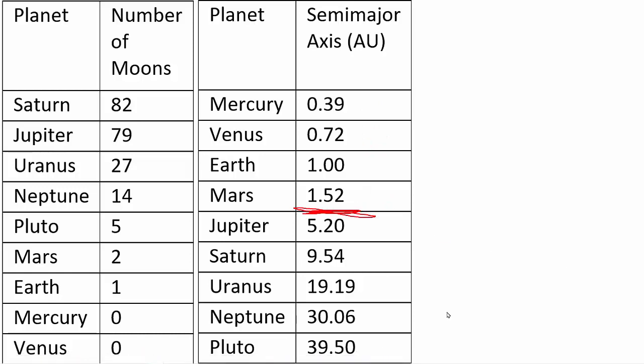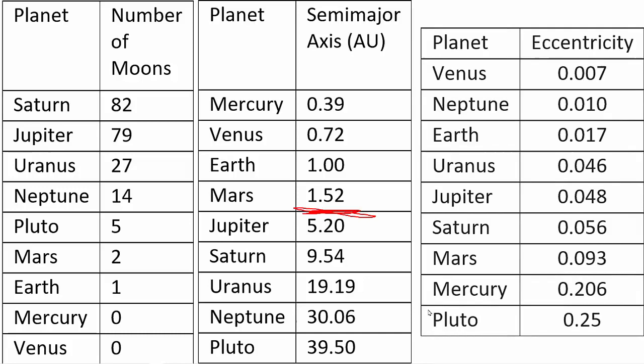Pluto seems to fit in okay with these, at least as far as its semi-major axis. With that very, well, we haven't looked at eccentricity yet. That's the next thing. This is a measure of how circular a planet's orbit is. The closer the number is to 0, the more circular its orbit. Venus's orbit is very nearly circular. We could draw one on the whiteboard and you wouldn't be able to tell the difference between that and a perfect circle. Neptune isn't far behind.